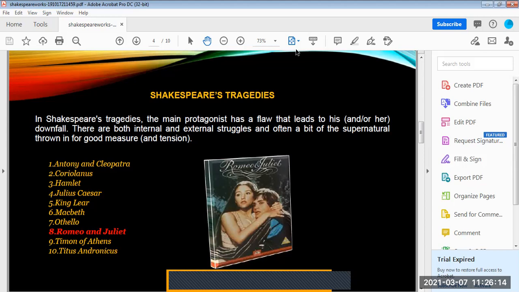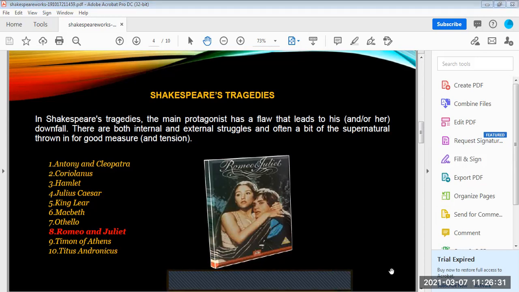The first one is Antony and Cleopatra. Okay, and we have Hamlet, Julius Caesar, King Lear, Macbeth, Othello, Romeo and Juliet, Timon of Athens, Titus Andronicus. These are examples of Shakespeare's tragedies.